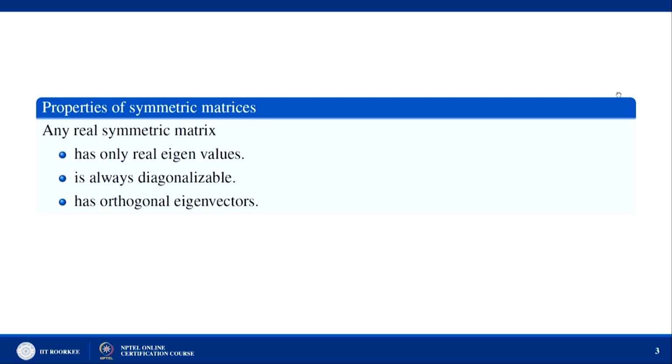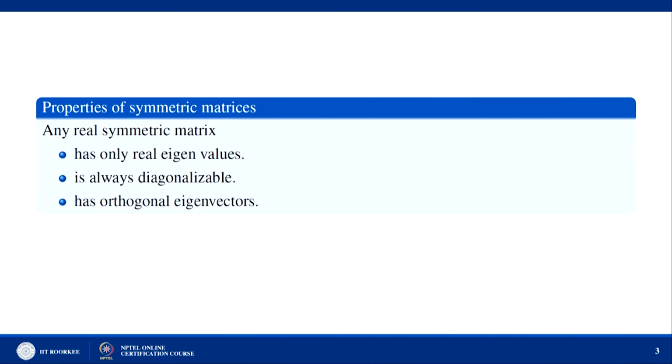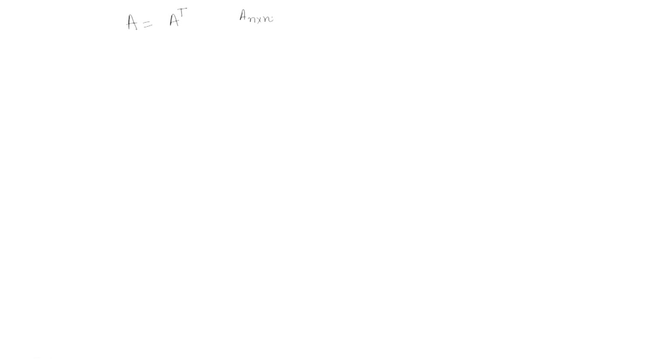Now, what are the properties of symmetric matrices? Any real symmetric matrix, where real means all entries are real, has only real eigenvalues. Suppose the matrix is symmetric, that is A equals A transpose, of order n cross n. Now, any matrix A may have complex eigenvalues also, but if it is a real symmetric matrix, it always has only real eigenvalues. How can we prove it? The proof is simple.